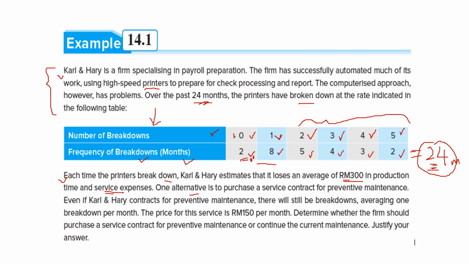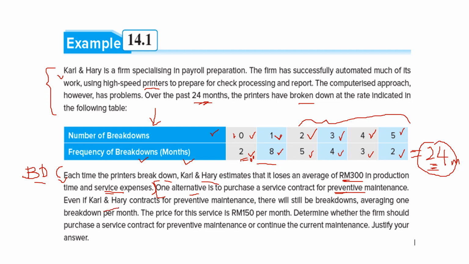One alternative is to purchase a service contract for preventive maintenance. So this company has another option, that is to go or to opt for the preventive maintenance. So what this sentence is saying that all this while the company Carl and Harry here is applying breakdown maintenance. So daripada ayat ni sampai ayat ni, this company is applying breakdown maintenance and the cost is 300 ringgit for 1 breakdown. So the company has another option, that is to switch from breakdown maintenance to preventive maintenance. So ada satu lagi pilihan, that is to go for preventive maintenance.